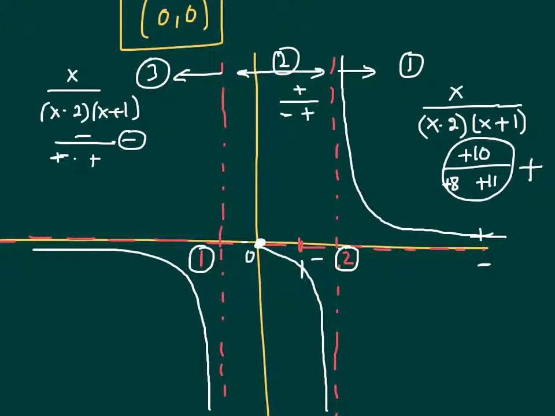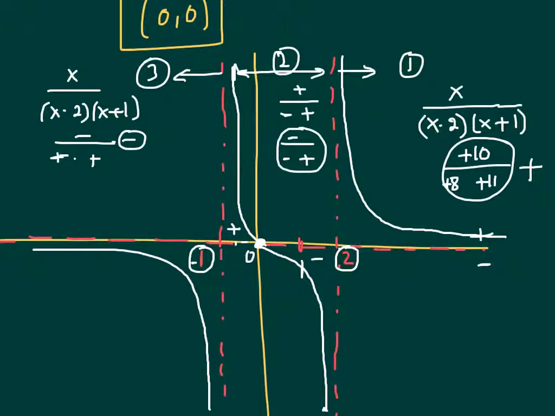If you plug in a number between -1 and 0, you're going to pick like -1/2. If you plug in -1/2 on the top, it's negative. Negative 1/2 minus 2 is negative. Negative 1/2 plus 1 is positive. But if you look at the whole entire ratio, it is positive. So between 0 and negative 1, the graph is going to go above the x-axis. So as long as it starts near the asymptote and near the asymptote, this is your entire graph.